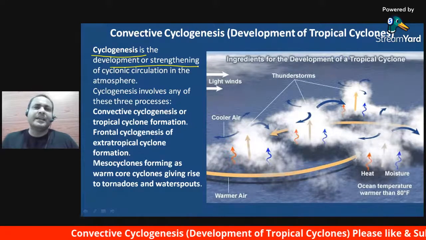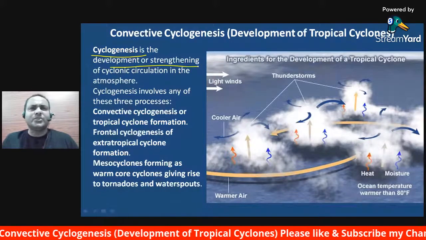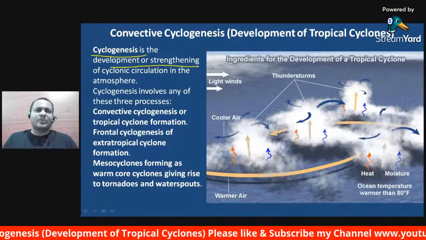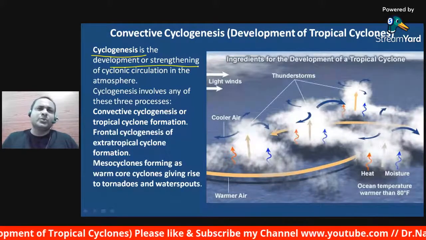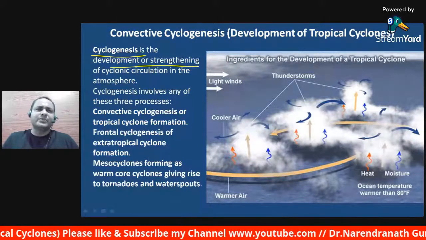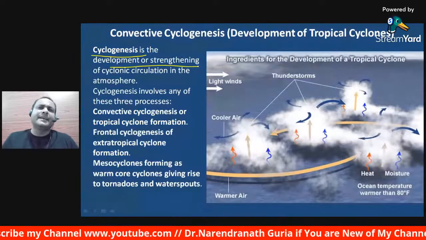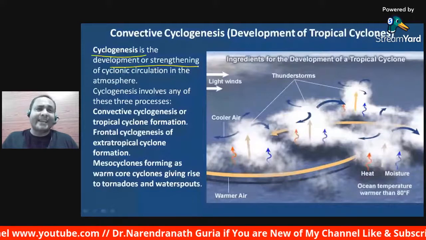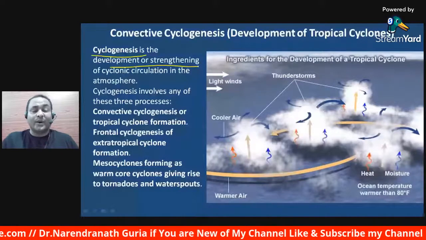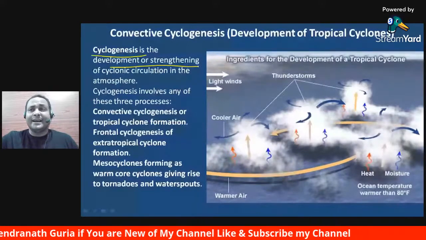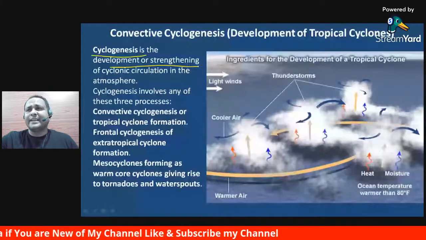cyclone formation, and frontal cyclogenesis or extratropical cyclone formation, and mesocyclogenesis, basically a mesocyclone forming as one core, and cyclone giving rise to tornado and waterspout, and there are the different creations I explained about.